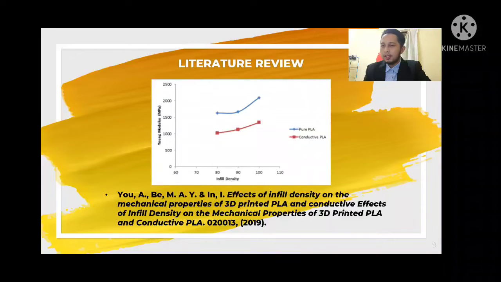For pure PLA, it shows an increasing trend in ultimate tensile strength as infill density increases and achieves the highest at 100% infill. However, there is a decreasing trend present in conductive PLA as the infill density increases. The tensile strength for conductive PLA is generally 2 times lower than the pure PLA printed due to the presence of carbon.